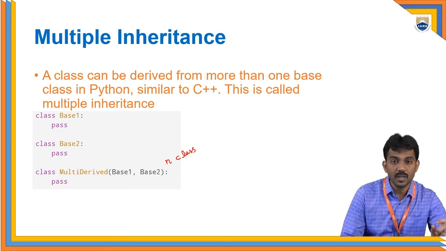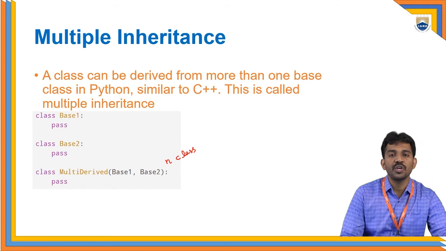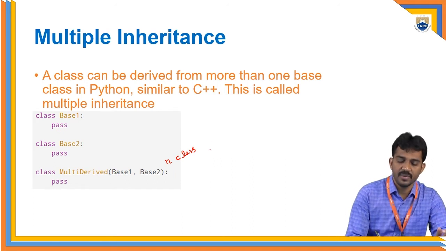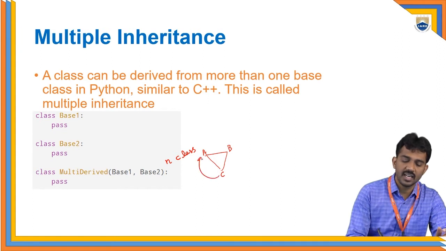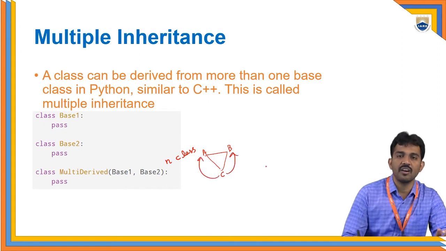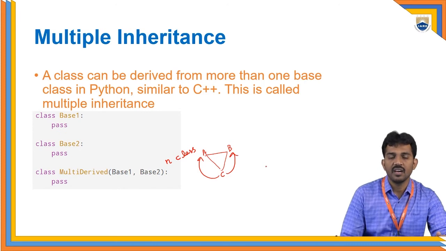Is this clear? Multiple inheritance means you are going to inherit multiple classes into a single class. This is the way: class A and class B are inherited into class C. That means class C can access class A data as well as class B data. That is the purpose. Is this clear?